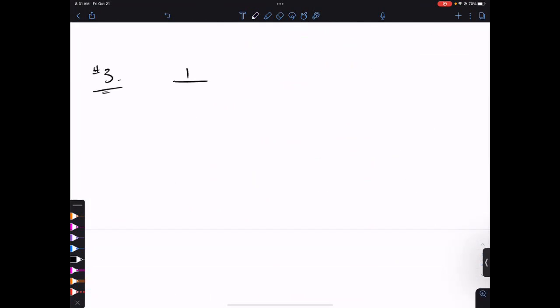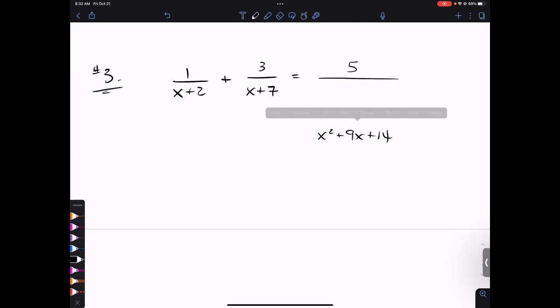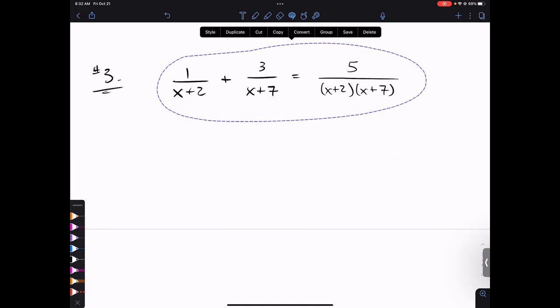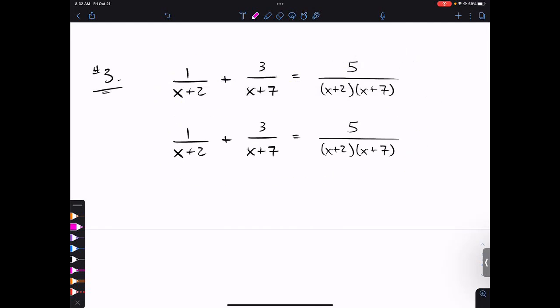is 1 over x plus 2 plus 3 over x plus 7 is 5 over x squared plus 9x plus 14, which we know factors as x plus 2 times x plus 7 because we did it yesterday, right? So that's also the least common denominator. So again, I'm going to multiply this whole thing through by that.